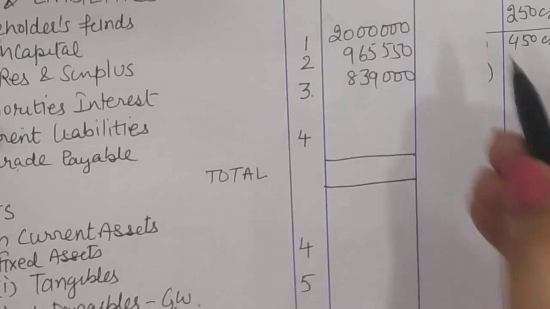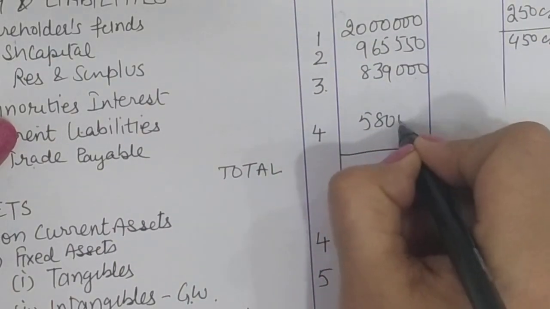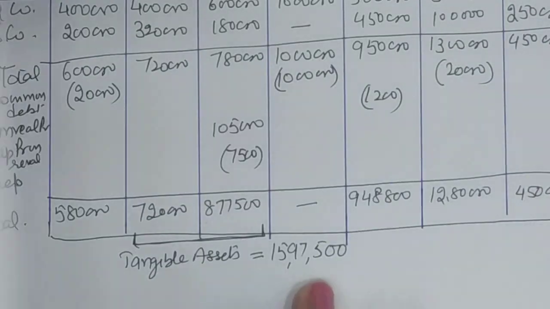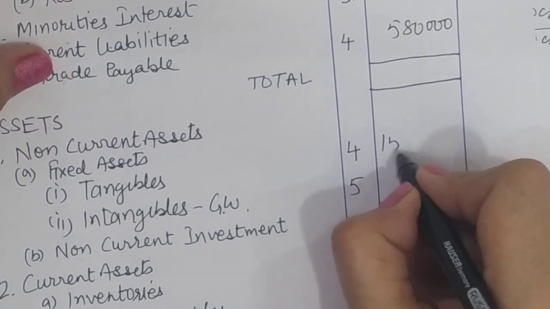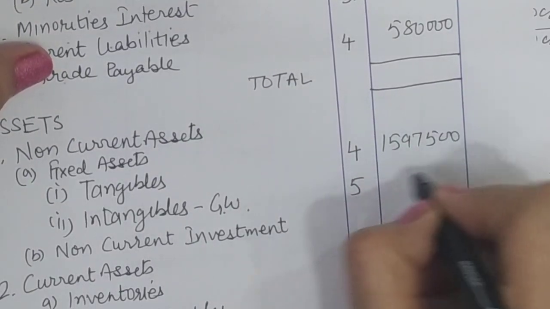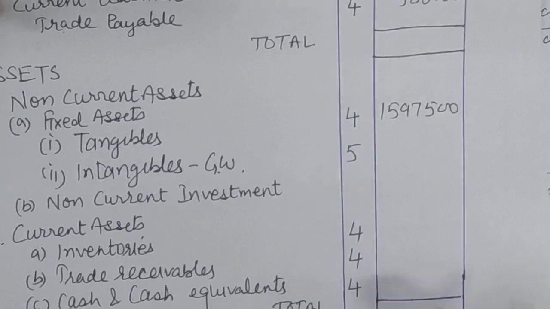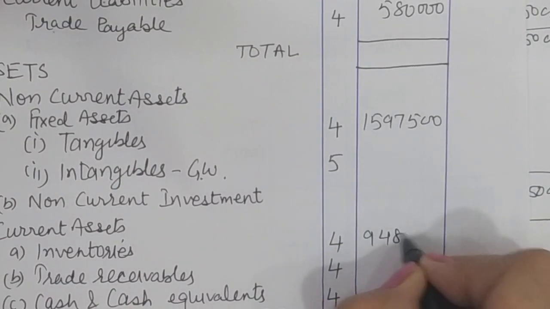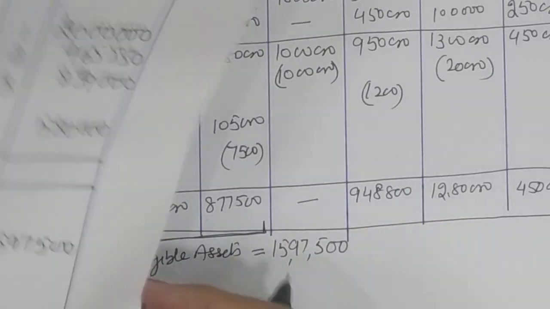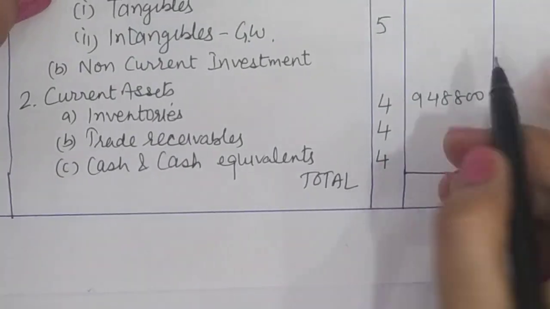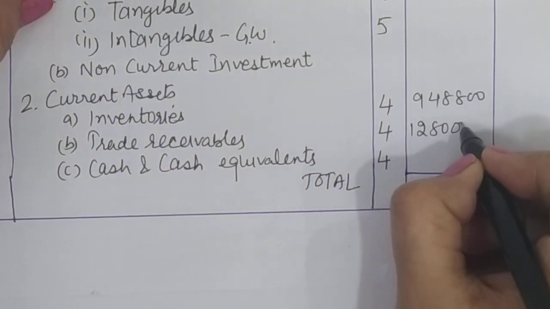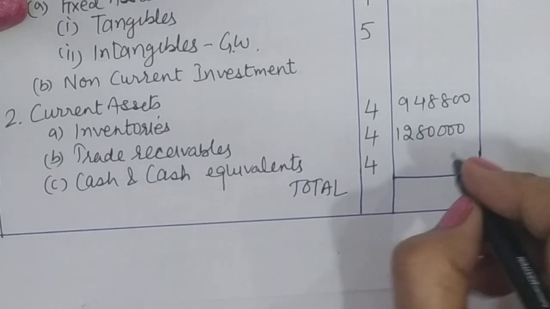Trade payable 5,80,000. Tangibles 15 lakh 97,500. Intangible we have worked out separately. Inventories 9,48,800. Trade receivables 12,80,000. Then you have 4,50,000.